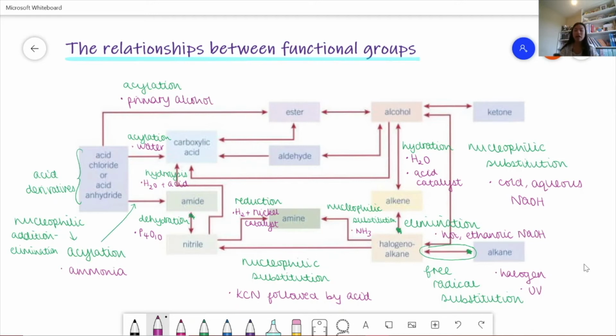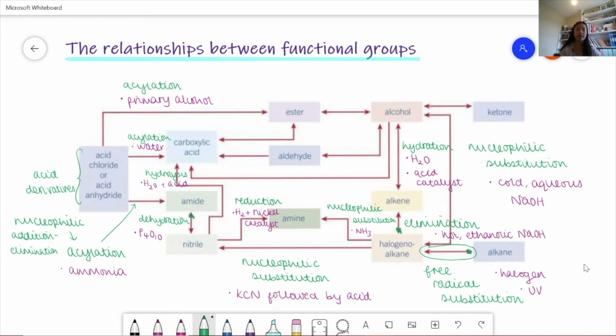And now we only have a few more, and these ones are a bit more simple. So first I'm going to look at the alcohol, aldehyde, carboxylic acid, and ketone. To get from an alcohol to a ketone, what we need to do is oxidize it. We need to remember that only secondary alcohols will oxidize to ketones, and how we do that is using potassium dichromate and a H plus ion, so a H plus catalyst.